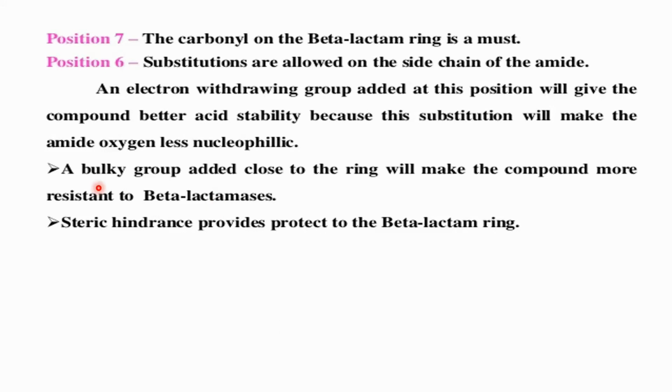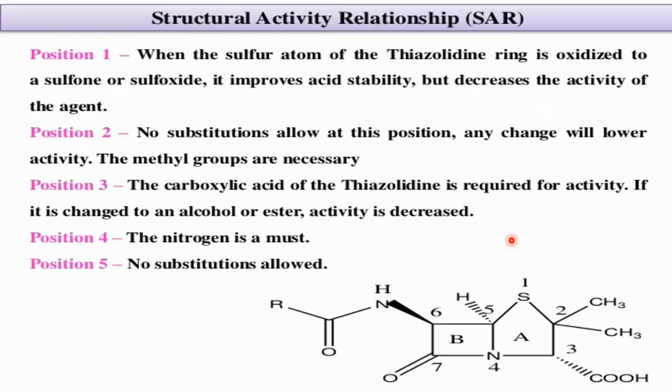Next, if a bulky group is added close to the ring, it will make the compound more resistant to the beta-lactamase, because the steric hindrance will provide protection to the beta-lactam ring. So if in place of R or NHR, any other bulkier group is placed, it will protect this beta-lactam ring from being metabolized or broken down by the beta-lactamase enzyme.